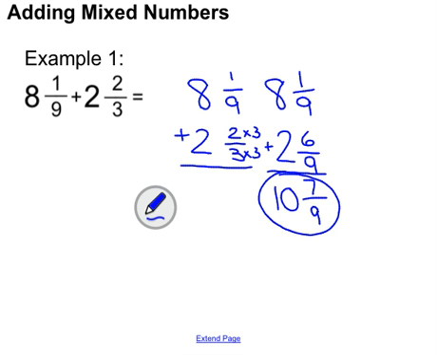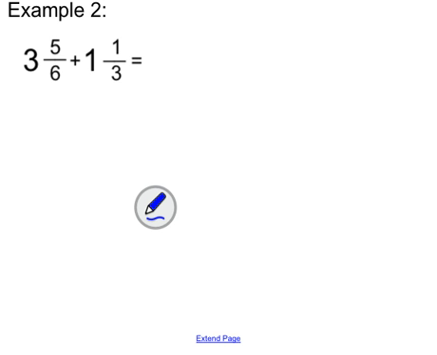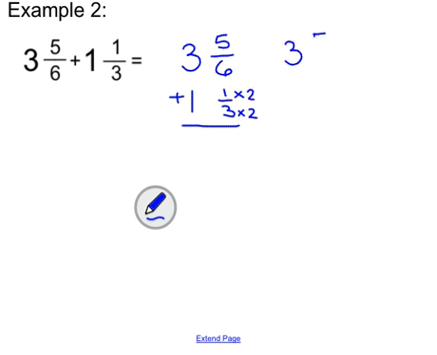Let's look at another one. We're going to start writing vertically again. 3 and 5/6 plus 1 and 1/3. We need a common denominator. In this case, 6 will work, so we will only have to change this second fraction. So we have 3 and 5/6 plus 1 and 2/6. Add your fractions and add your whole numbers. 7/6 and 3 plus 1 is 4.